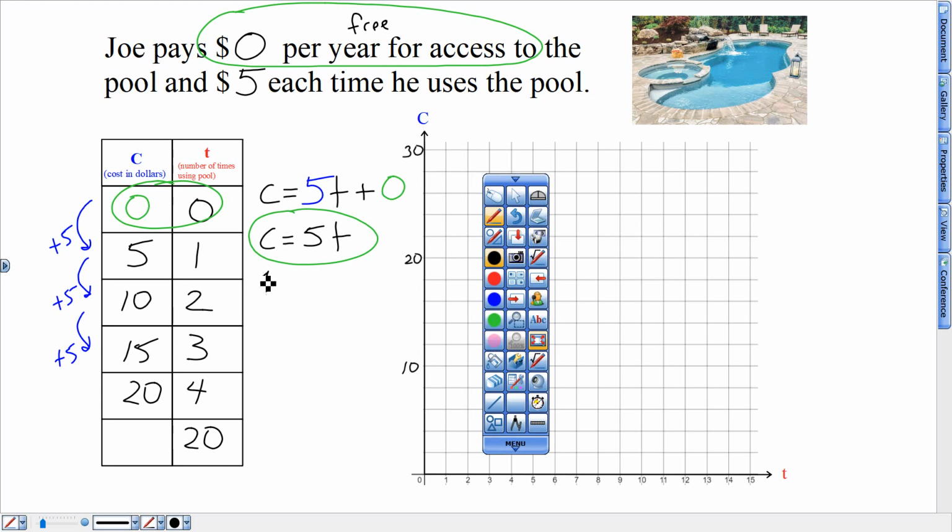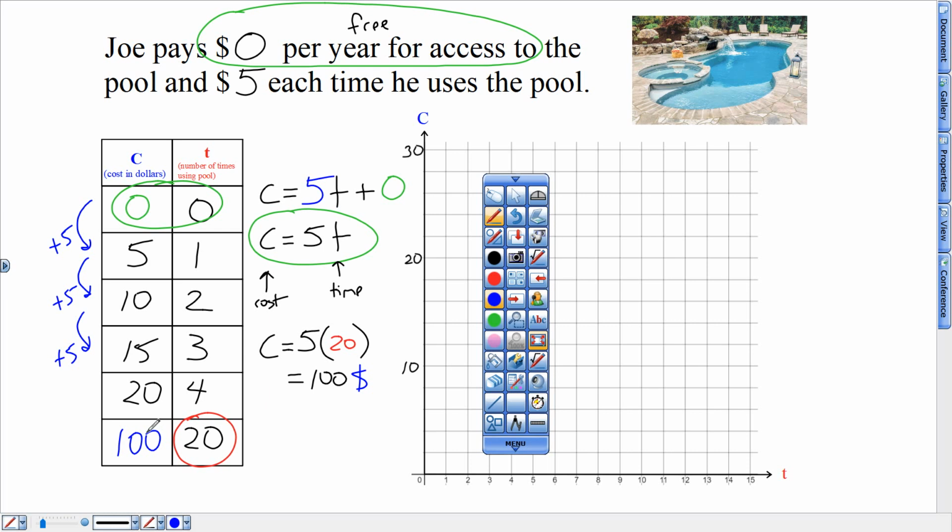I could use that equation to calculate the cost. Remember, this is cost. This is time. I could calculate the cost after using it 20 times. So the cost of using this pool 20 times is 5 times 20, and then that gives me $100 to use this pool after using it 20 times. First word is red.